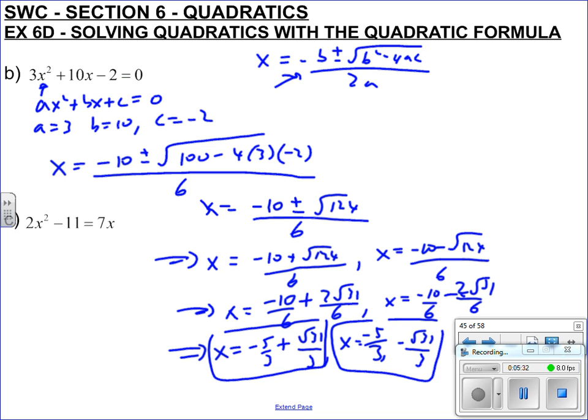Part C, I know you can do part C. The problem is it's just not in that form, ax squared plus bx plus c equals 0. So you need to move the 7x over. So take away 7x from both sides, take 11 as 0, and then just use the formula as before. Okay, should be alright.